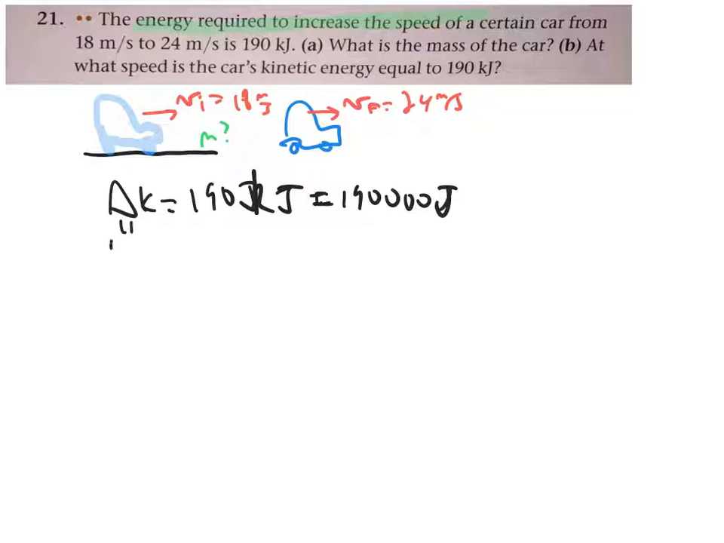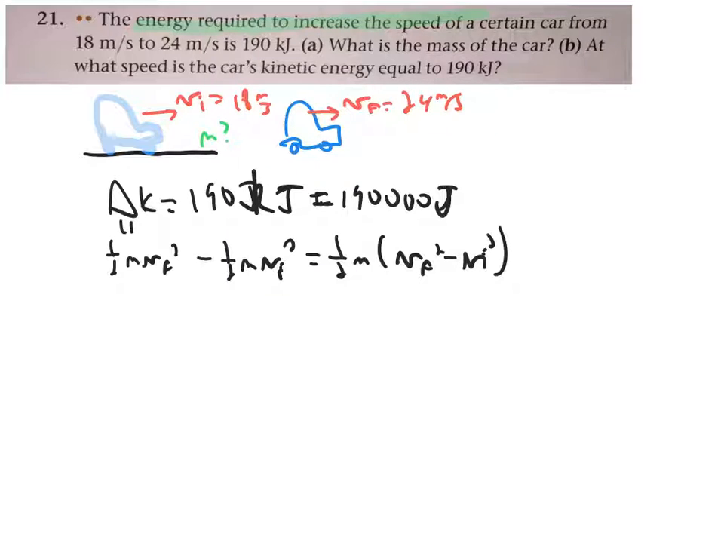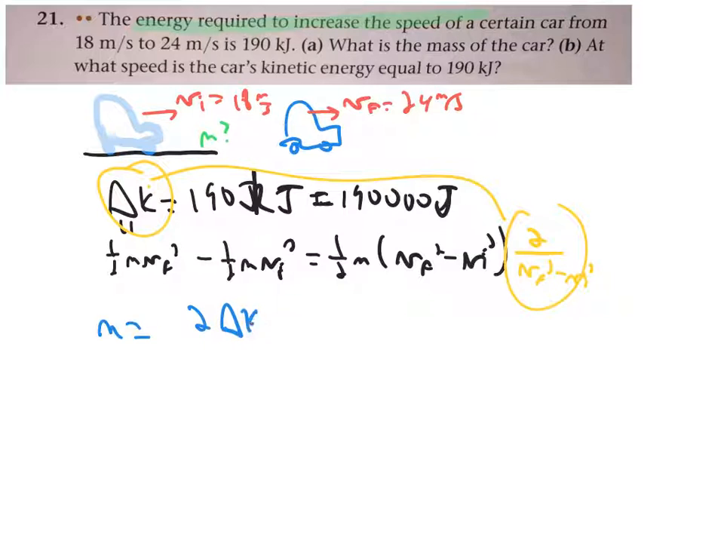Alright, but delta K is a half m vf squared minus a half m vi squared. I can factor out a half m, and it's vf squared minus vi squared. And so I can solve that for m: we'll multiply by 2, and we'll divide by this difference in squared speeds. But then I have to do that up here as well. And so I get m equals 2 delta K over vf squared minus vi squared.